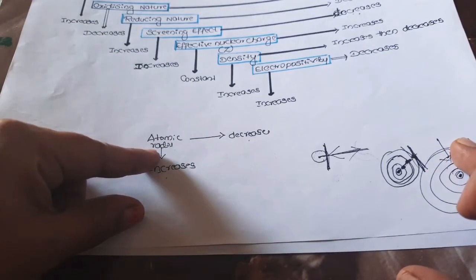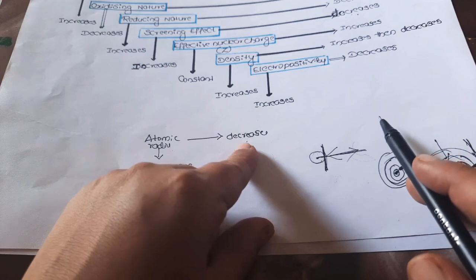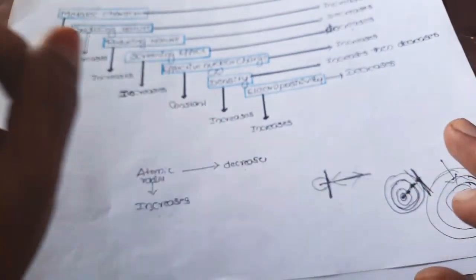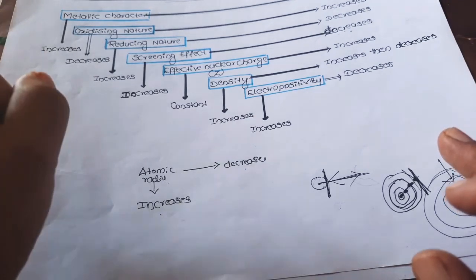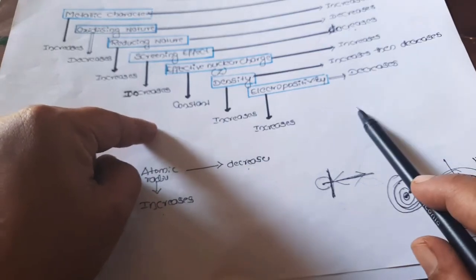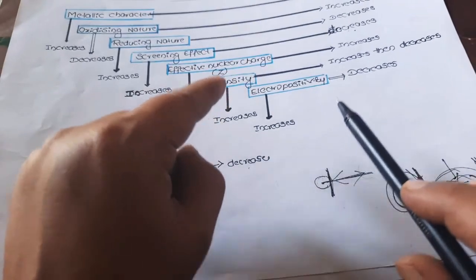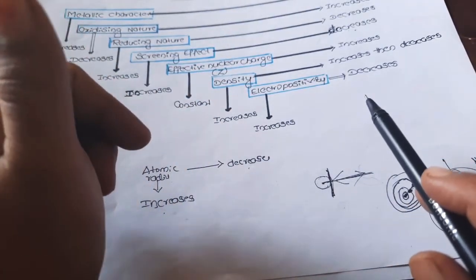Again, the atomic radius is taken into consideration. As we go along a period, the atomic radius decreases, the size decreases, so the outermost electron is strongly held by the nucleus. So the attraction between the nucleus and the outermost electron is more, and the Z effective is also more. It increases. Why does it increase?